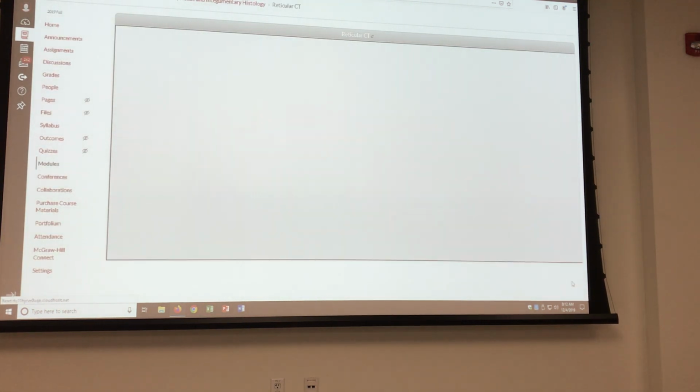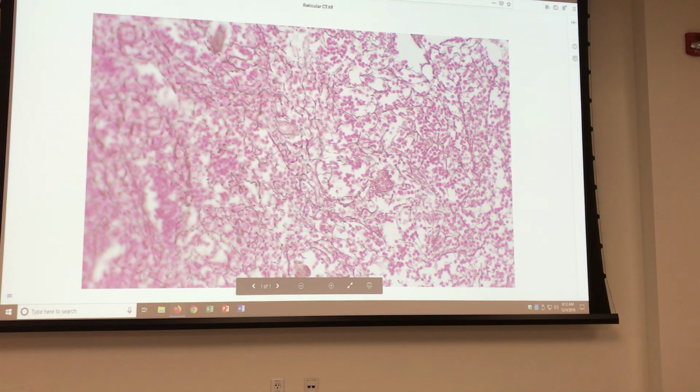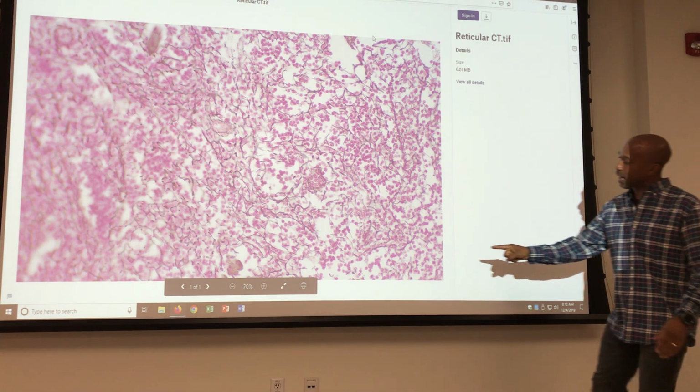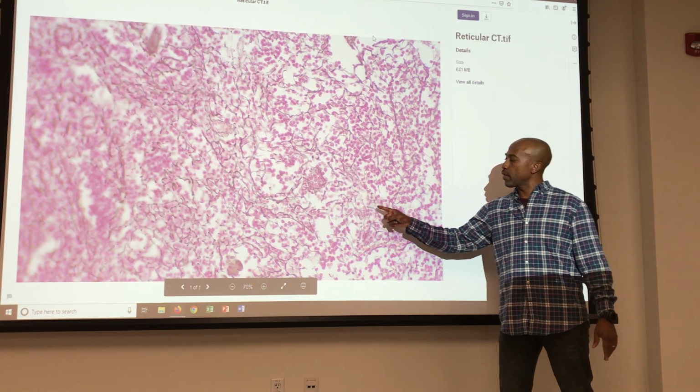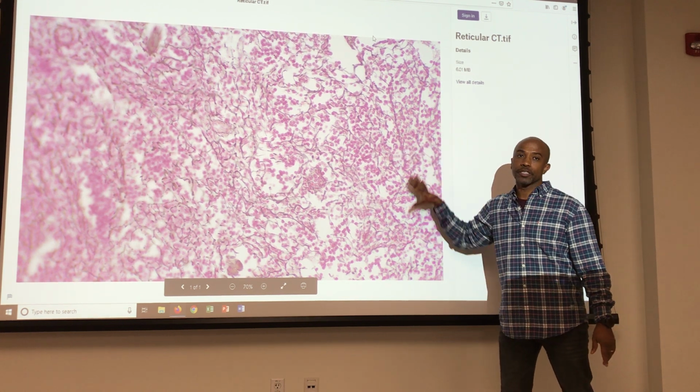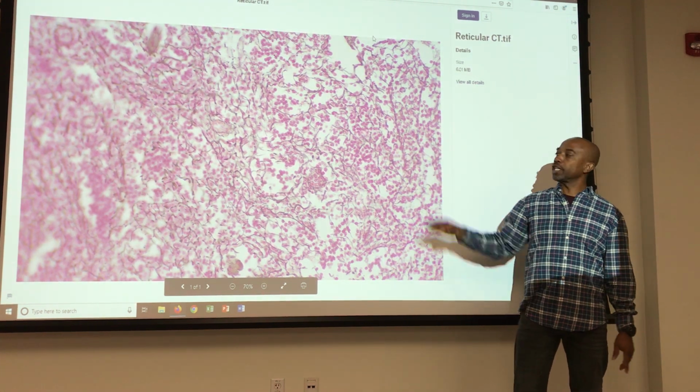Next, we got reticular CT. This one, you see it. These are your reticular fibers. The black things are the fibers. And the red things are the cells. These are all cells suspended on fibers. Okay? Reticular CT.